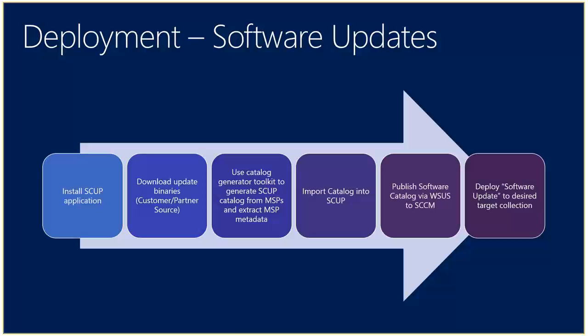So once you're on that toolkit and you generate a catalog, then you launch Updates Publisher. You import the catalog into System Center Updates Publisher, and then you publish the software catalog via Windows Server Update Services all the way onto the Configuration Manager instance that you have running.